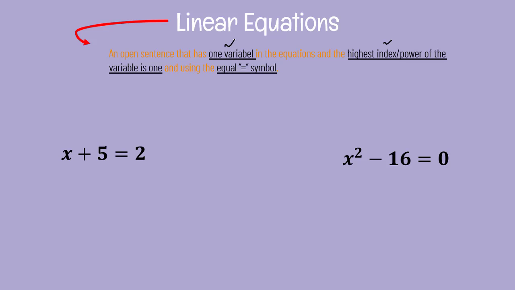So let's recheck one by one. For one variable, the first example has one variable x, and the other example also has one variable. And about the highest index or power, the first example has 1 index, and the other has 2 index or square. So the second example is not a linear equation. So only x plus 5 is equal to 9 is the linear equation.